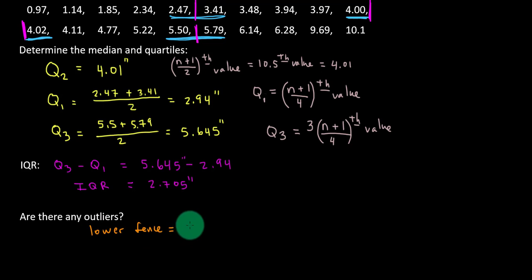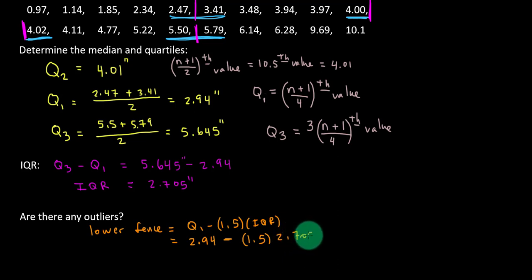We're going to take our first quartile and subtract 1.5 times the IQR. And remember the order of operations here. We are going to perform the multiplication first and then the subtraction. So just to make that clear here, we need to perform this multiplication, 2.705 times 1.5. That gets us 4.0575. And now we will perform the subtraction.